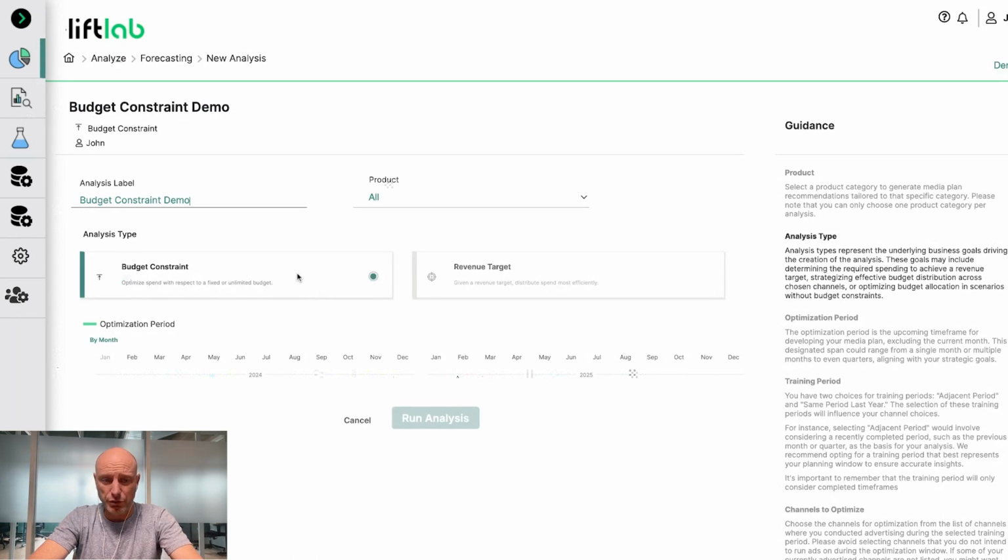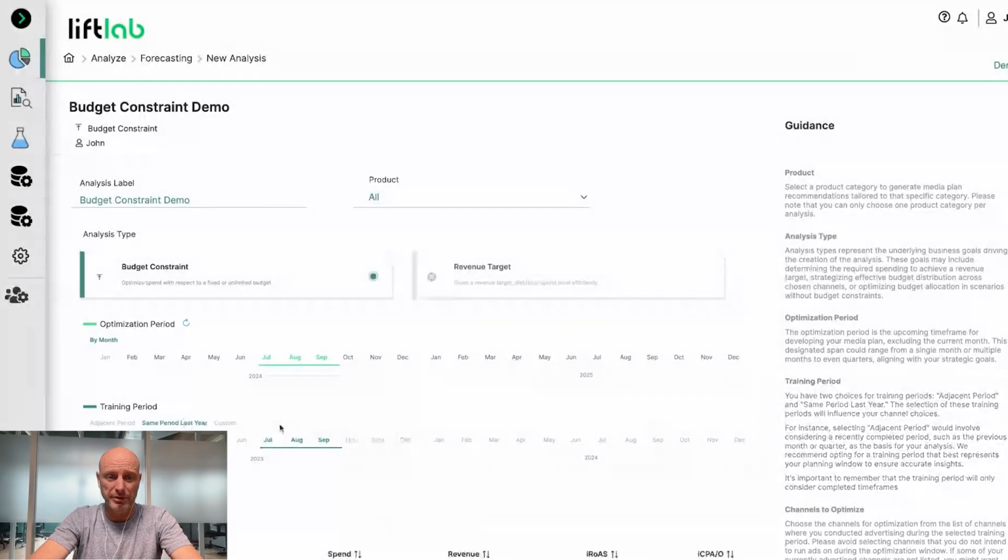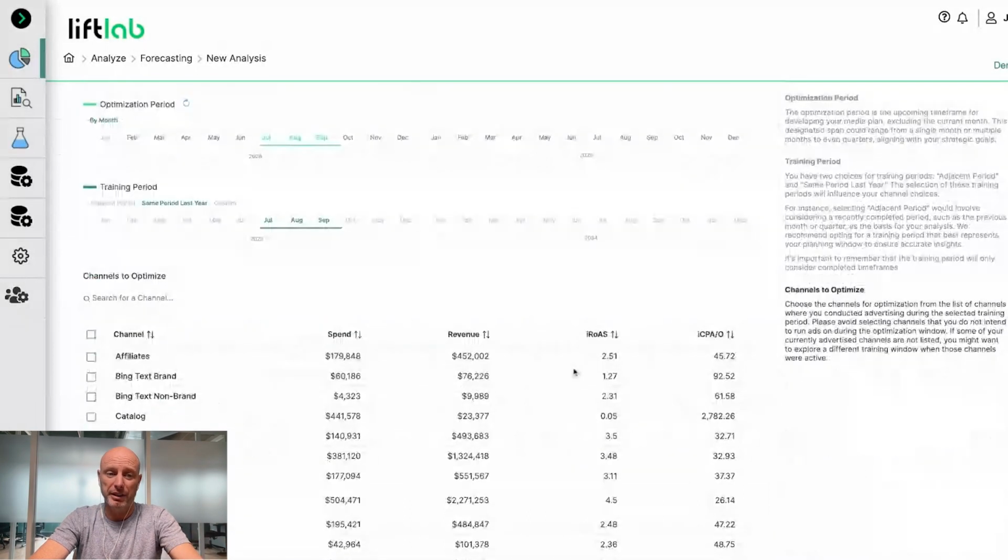And we're going to do this for some point in the future. So let's do it for later in 2024. And maybe we're doing it for a whole quarter. We're now going to solve for 3 months. We can use the most recent data that's loaded, or more commonly, we would say the same period from the prior year. It's going to bring back our media plan, what we spent in that training period, and how much revenue it drove. We get to say which of the channels we are going to optimize.